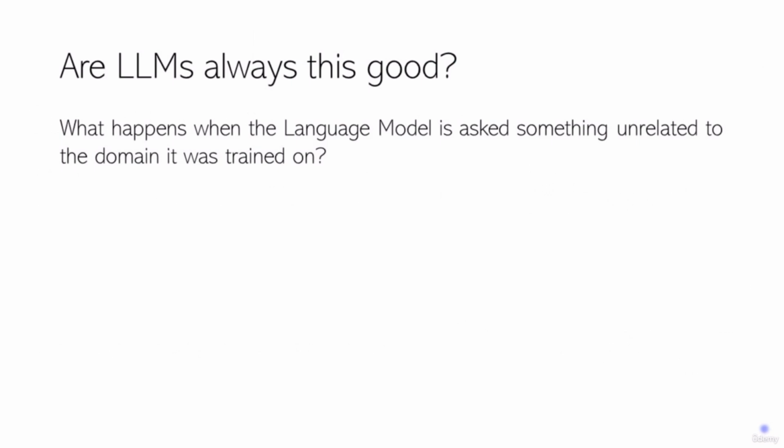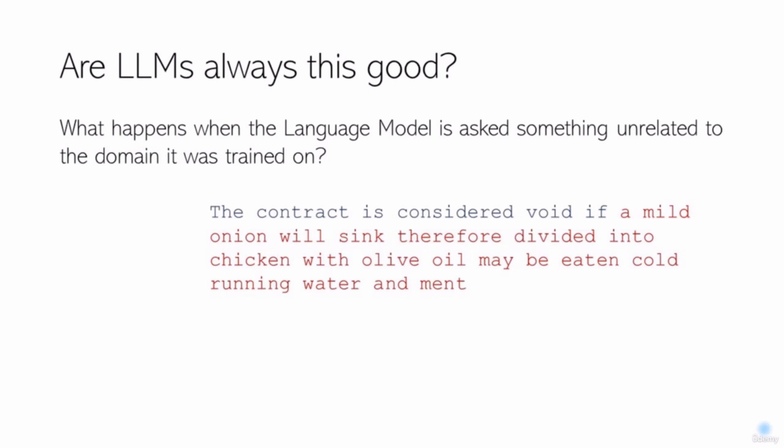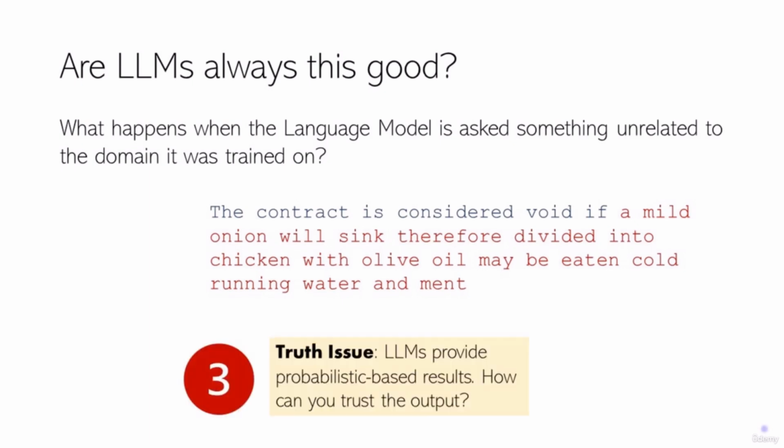What happens when the language model is asked something unrelated to the domain it was trained on? This is a language model trained on a corpus of cooking books, and we applied the same prompt as before. In this case, the LM produces total nonsense. This brings me to the 3rd issue. How can you trust the output of a large language model when the entire output is based on probabilities?